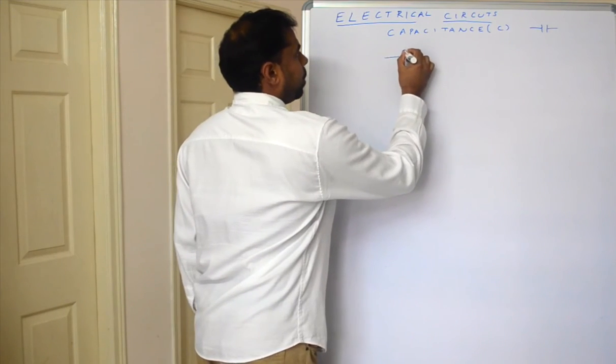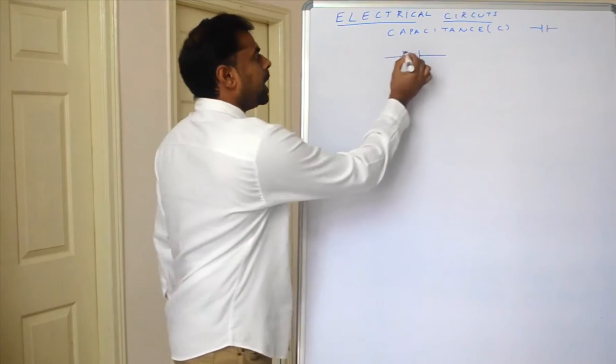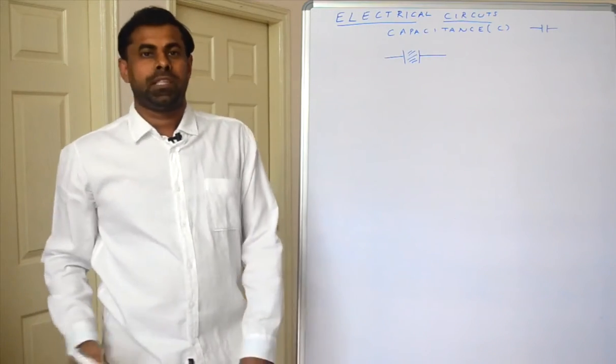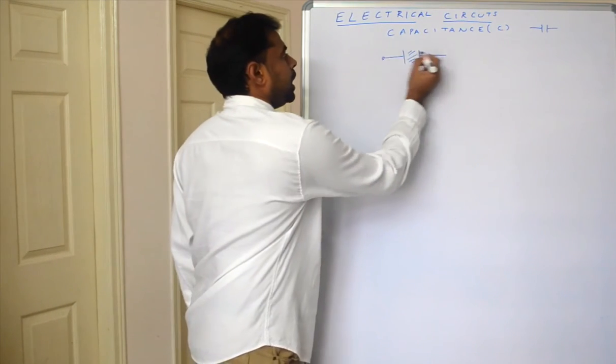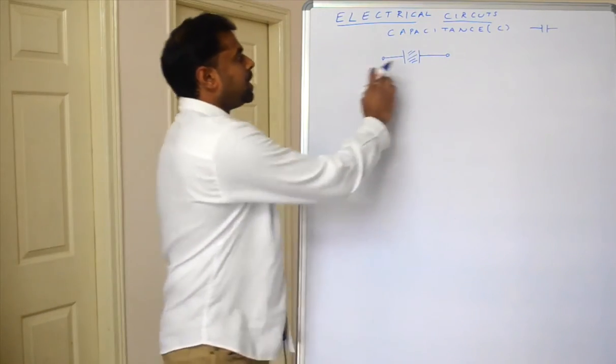When two conducting plates are separated by some dielectric, this is known as capacitance. So it contains two terminals. Okay, this is the basic capacitance.